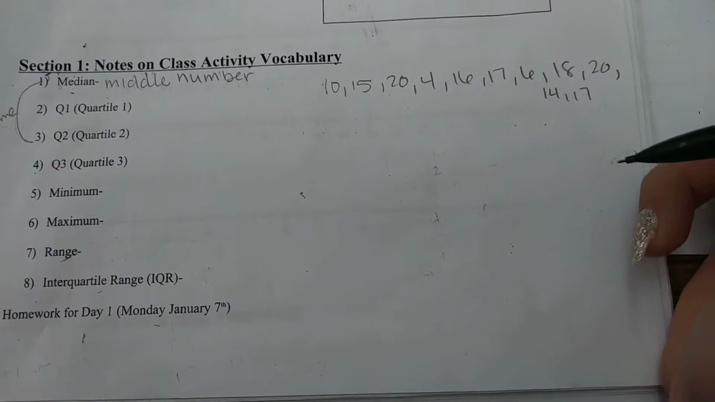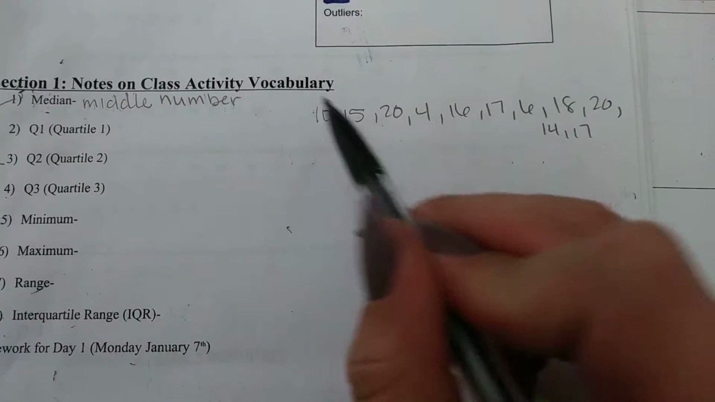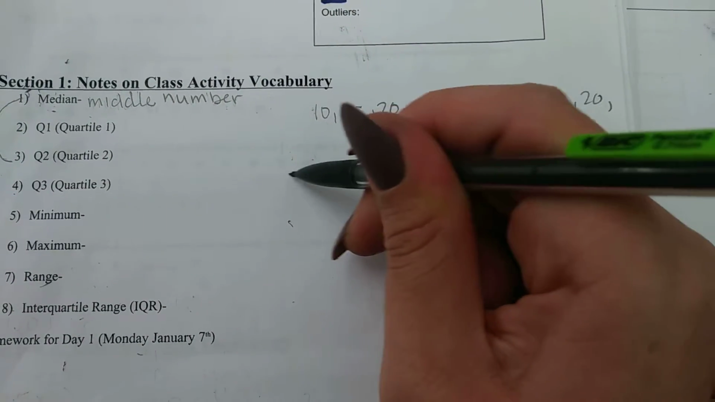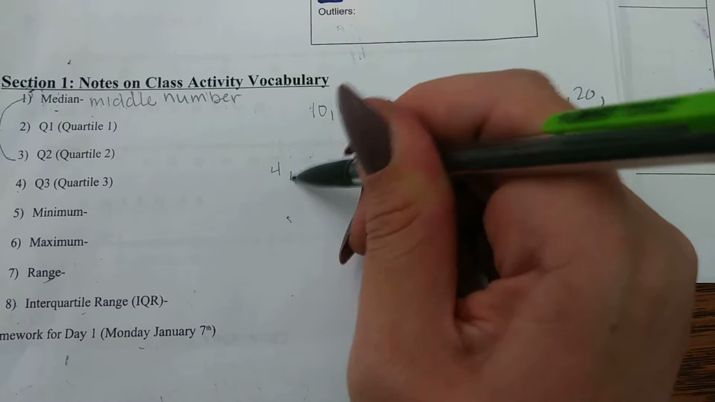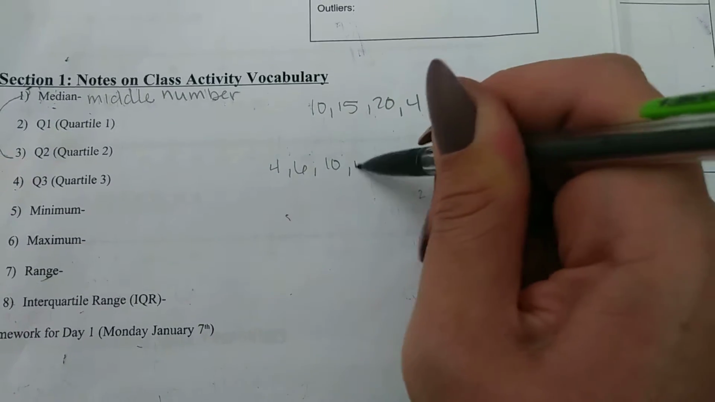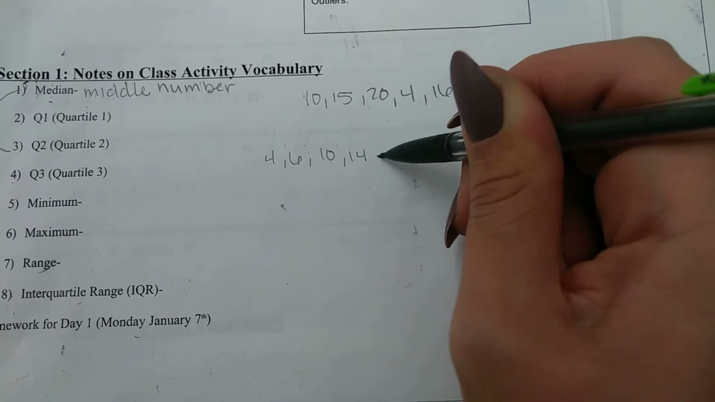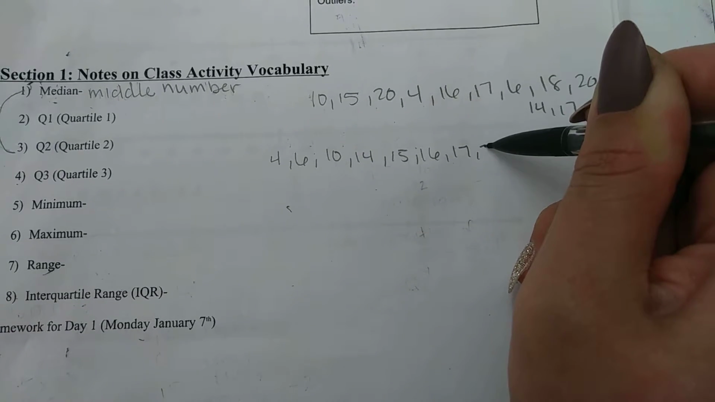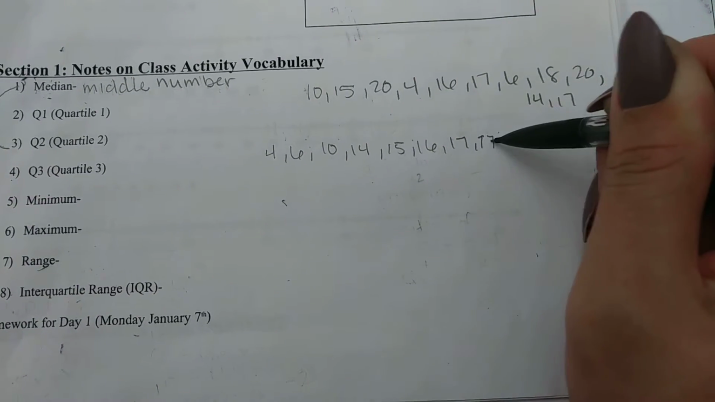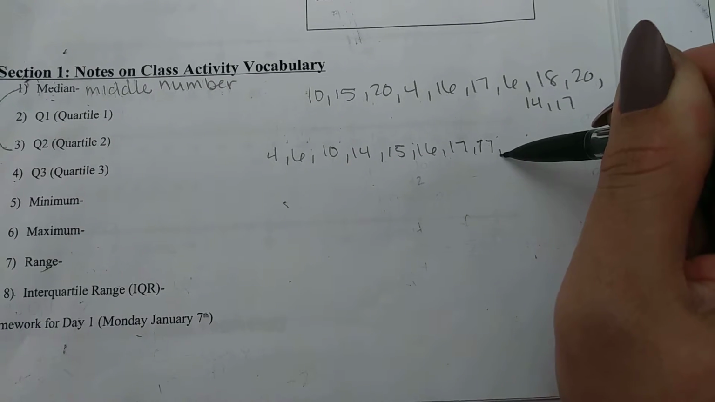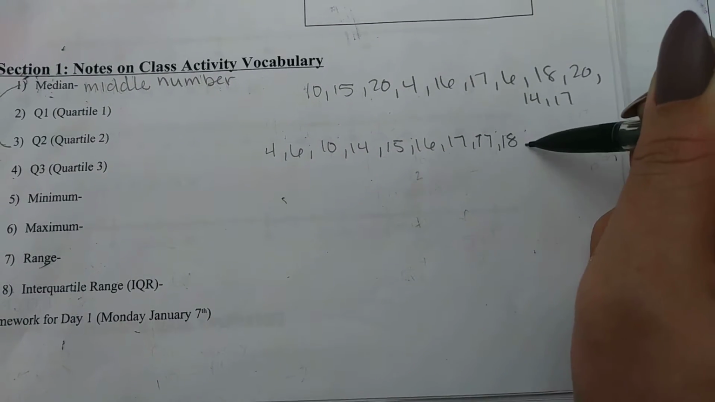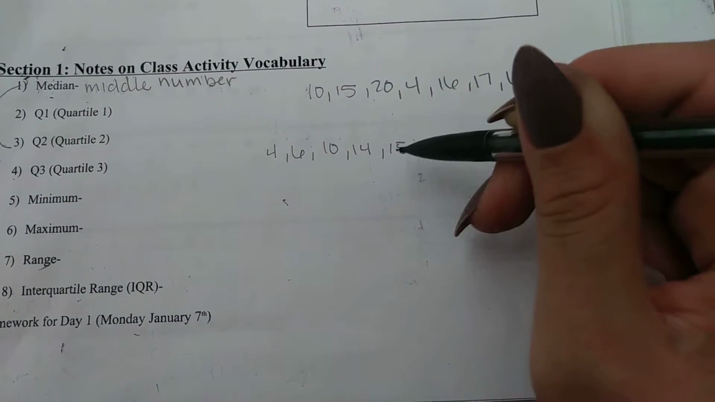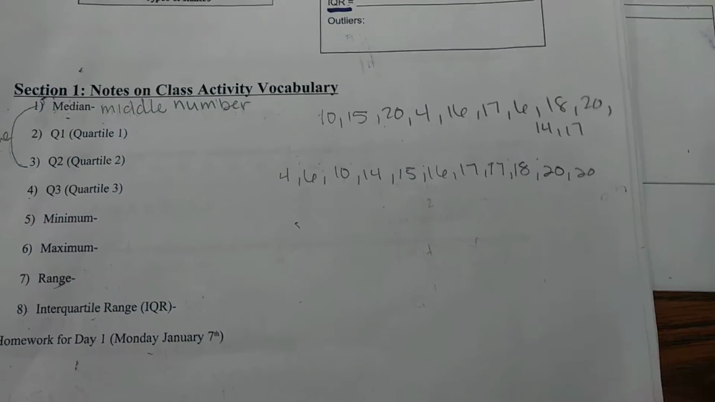So the first thing we're going to do is look at all these numbers and put them in ascending order. So it's going to be 4, 6, 10, 14, 15, 16, 17 twice, 18, and 20 twice. 2, 3, 4, 5, 6, 7, 8, 9. Yep, got all my numbers.